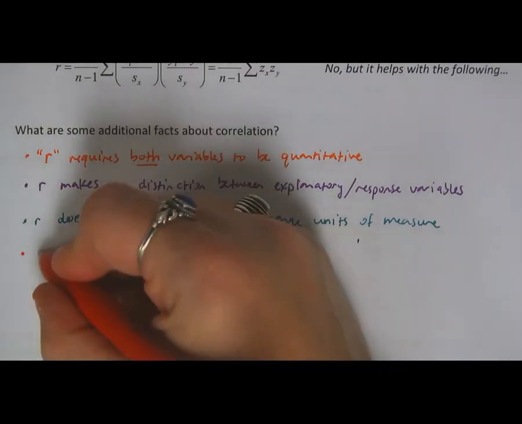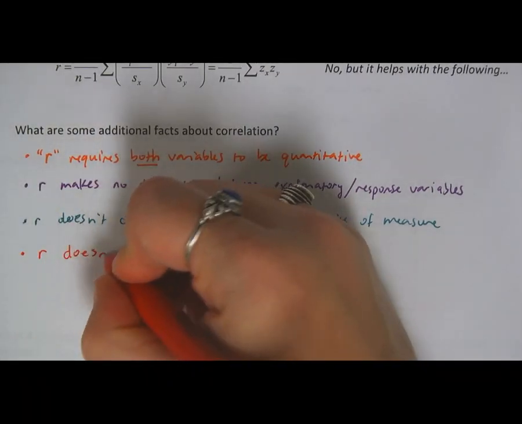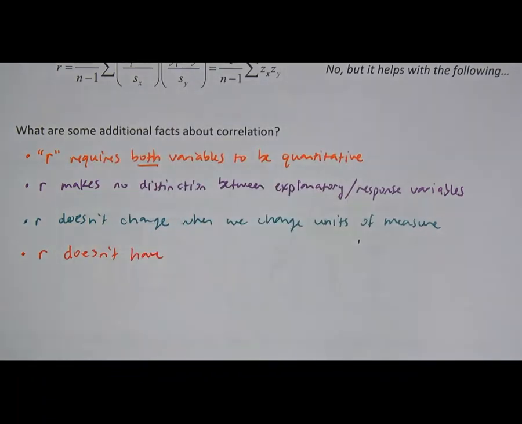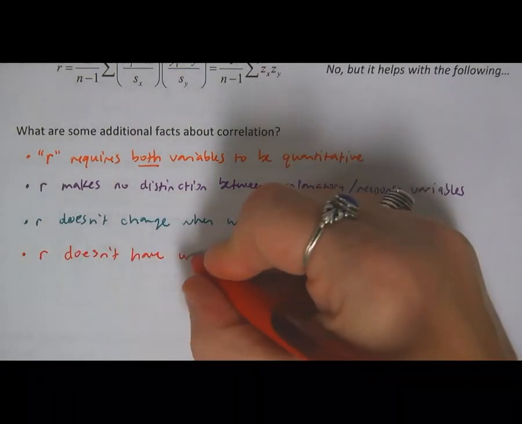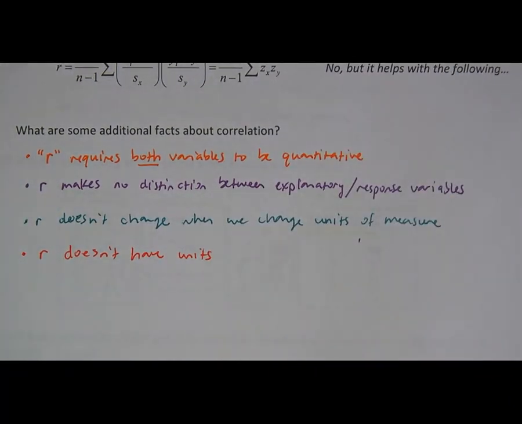And lastly, R doesn't have units. You won't ever say R is 0.99 pounds or R is negative 0.3 inches. R doesn't have units. You'll just call it the correlation R, and you'll put equals and the numeric value.